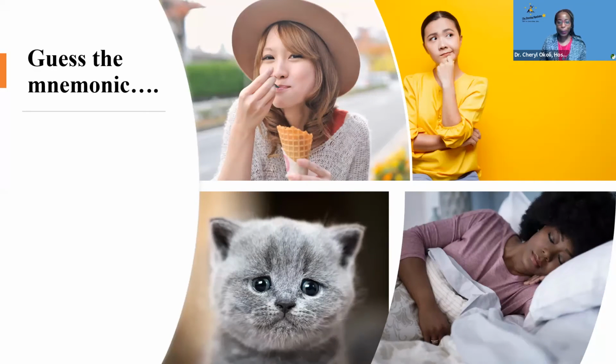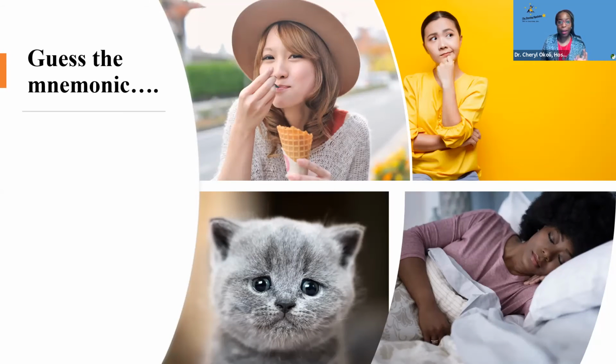I would like you to do something for me. I had said they look like they're eating, it looks like they're thinking. Kitty cat looks a little bit sad, and she is sleeping. So the mnemonic, as much as I mentioned what appears to be the actions these individuals are presenting, instead of eating, I want you to replace the word eating with hungry.